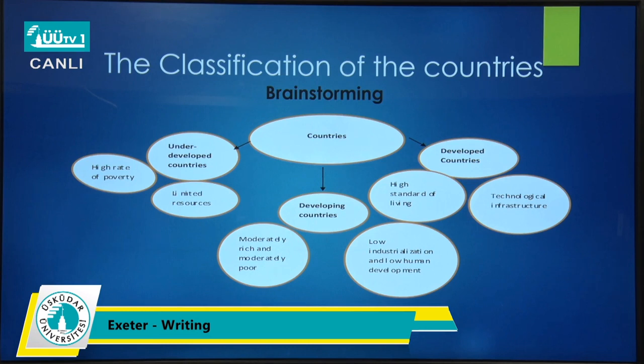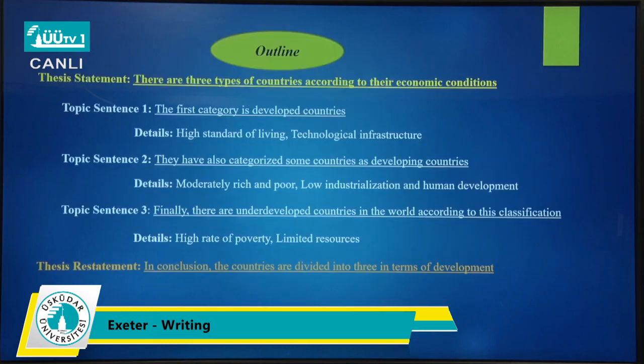After brainstorming, we have the outline. As I told you before, in the outline we have the thesis statement: there are three types of countries according to their economic conditions. This is the factor that I told you, based on one factor. And we have three topic sentences. Number one, the first category is developed countries. The second one, developing countries. And the last one, underdeveloped countries.